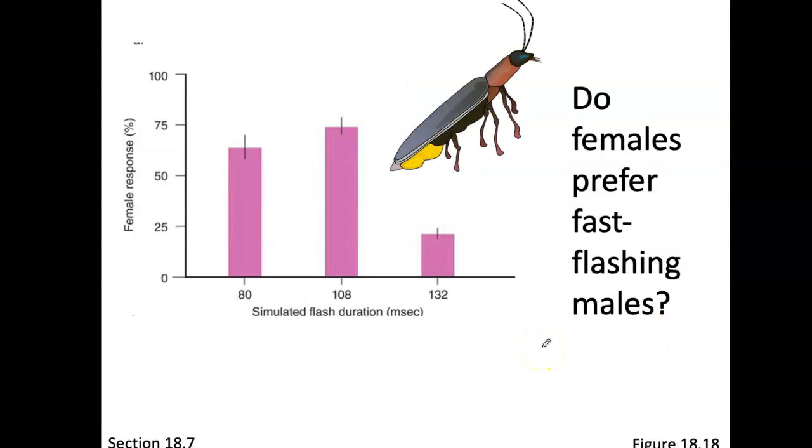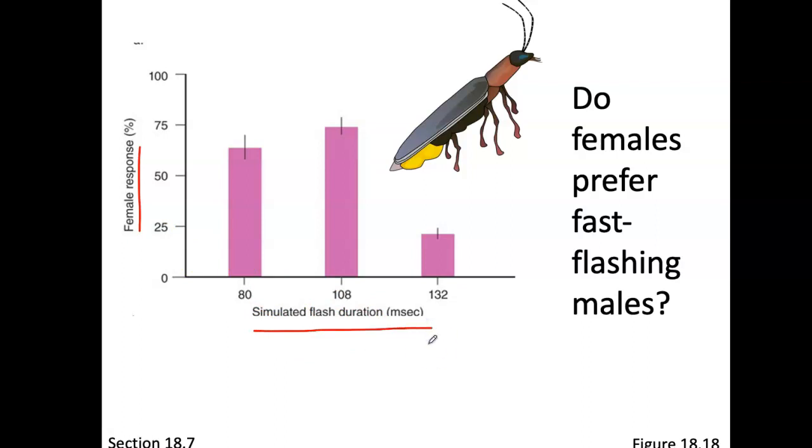So this team went on to do a second set of experiments. And that was to study the response by the females to these flashy males. So in this graph you have the female response, right? She's going to try and come closer to the male. And they are going to simulate a flash duration.